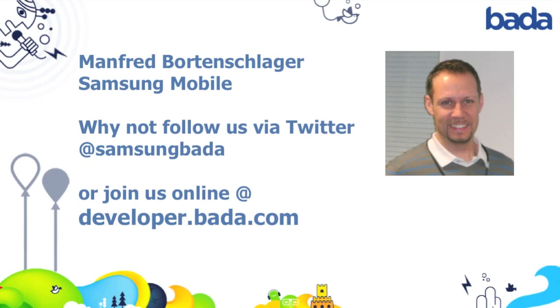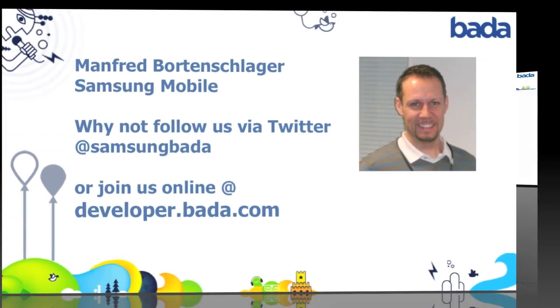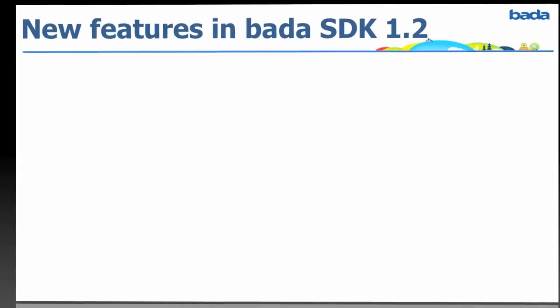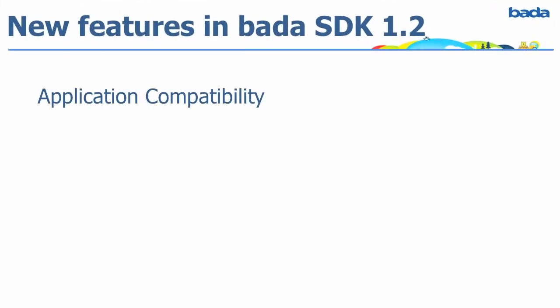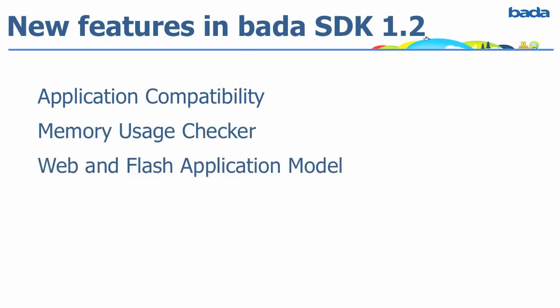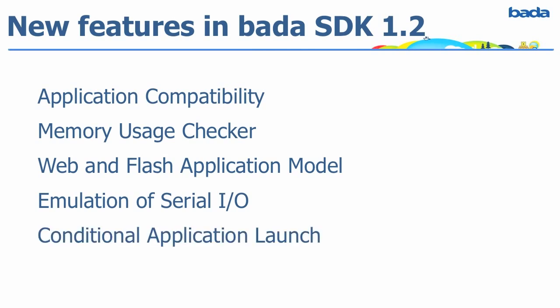In this video, I would like to cover the most exciting new features of the bada SDK version 1.2. These are application compatibility across various SDK versions, memory usage checker, the web and flash application model, the emulation of serial I/O, conditional application launch, and a collection of minor extensions such as trusted interaction between applications, app usage log, and distance-based location updates.